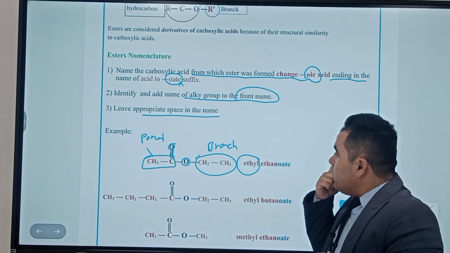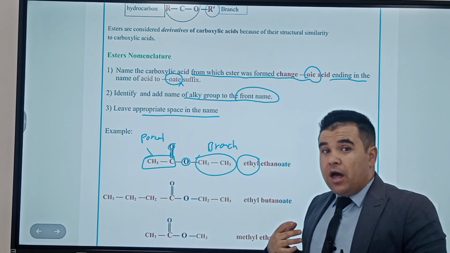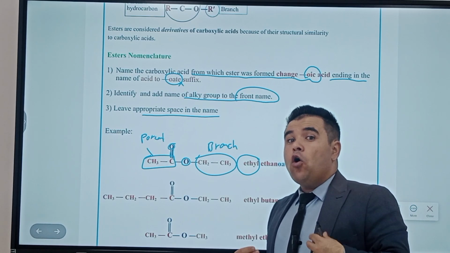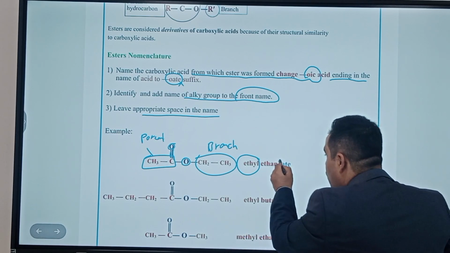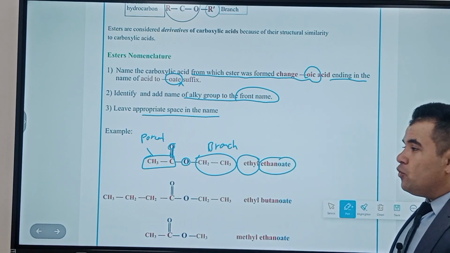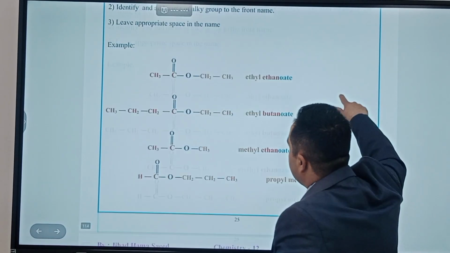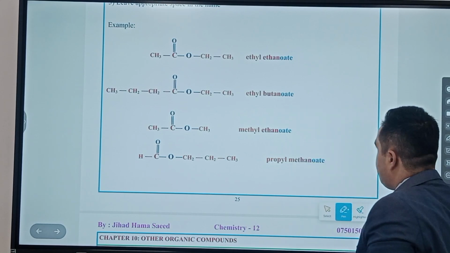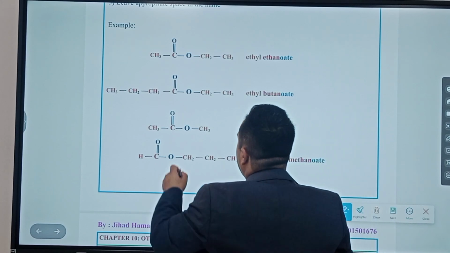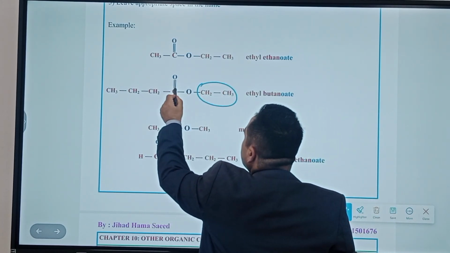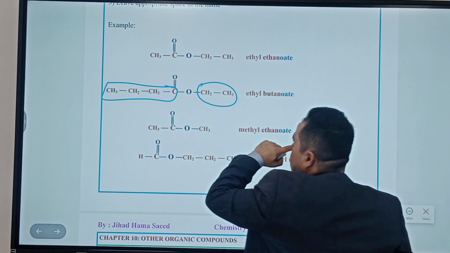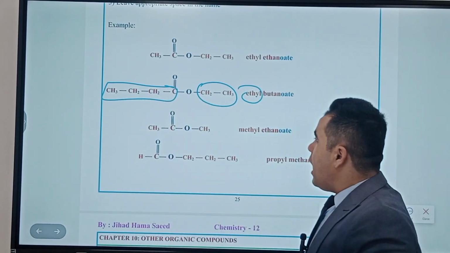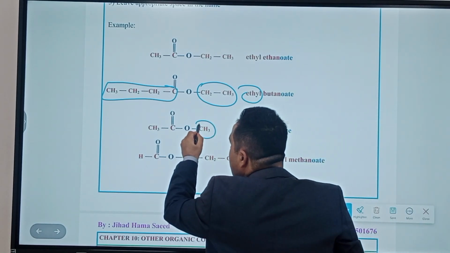Ethyl, and a space. The parent is ethanoic according to the carboxylic acid, but it becomes oate, ethanoate. This refers to the ester naming. In terms of naming, esters are easy to name, but do not confuse the parent with the alkyl group. This is the alkyl group, and that's the parent. Okay, guys, the alkyl group is ethyl, and the parent is butanoate. Ethyl butanoate.